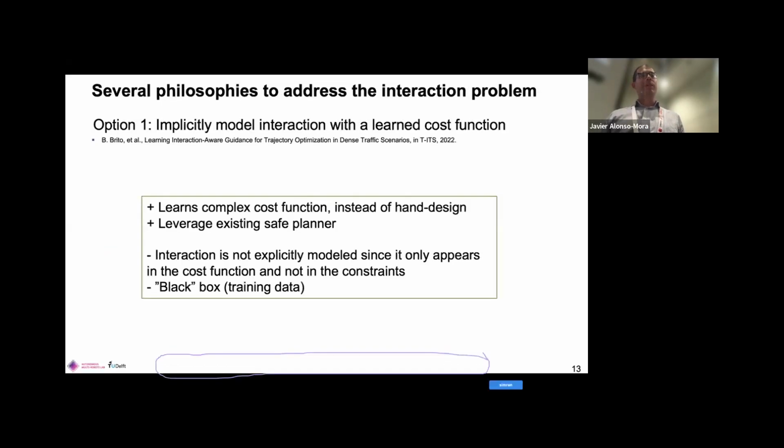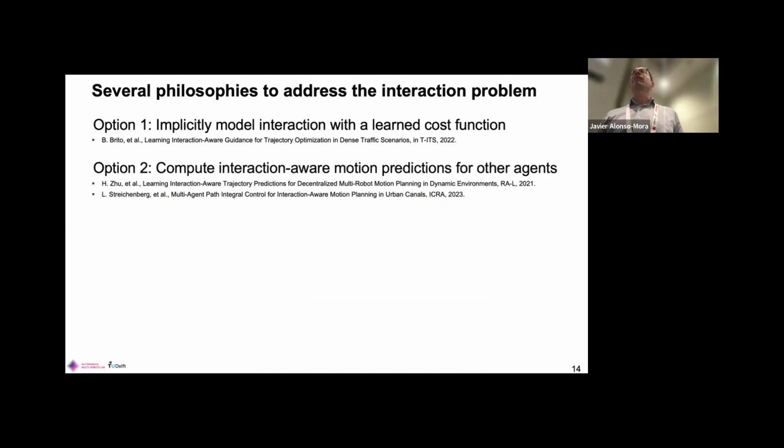Now, this is very nice. So the nice thing is that you can learn this cost function that otherwise would be very difficult to do by hand. And you can still have the guarantees from the low-level controller. But we are not modeling real interaction, so it's only implicitly done. It doesn't really appear in the optimization itself. So it's just a black box in some sense, providing guidance. So next, I will discuss some ways to explicitly model interactions.